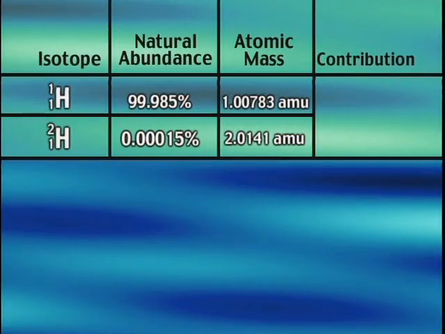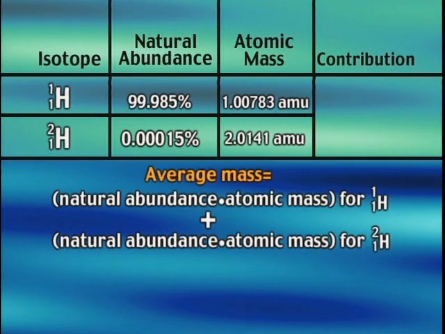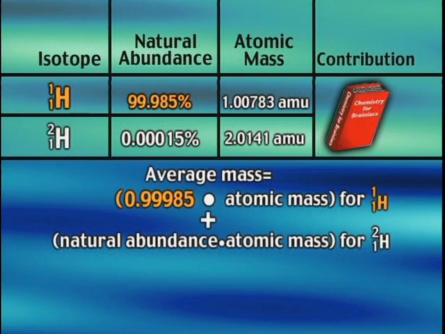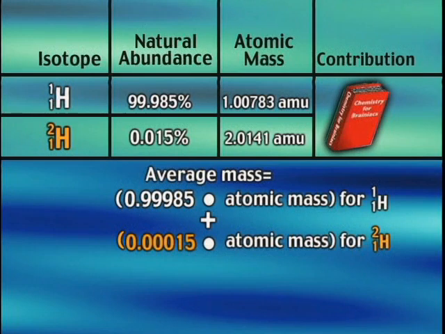Then, a quick calculation gets you the average mass of the isotopes. We'll show you how. We'll use two of hydrogen's isotopes to show you how to calculate average mass. Find average mass by multiplying the natural abundance of each isotope by its atomic mass. Then, add the contributions of each together. Again, you can find the natural abundance and atomic mass listed in a general chemistry book. So, here we go. The hydrogen isotope with no neutrons has a natural abundance of 99.985%. And the isotope with one neutron, called deuterium, has a natural abundance of 0.015%.